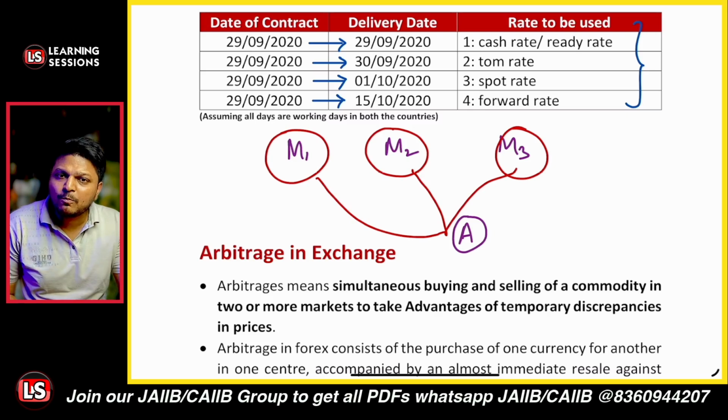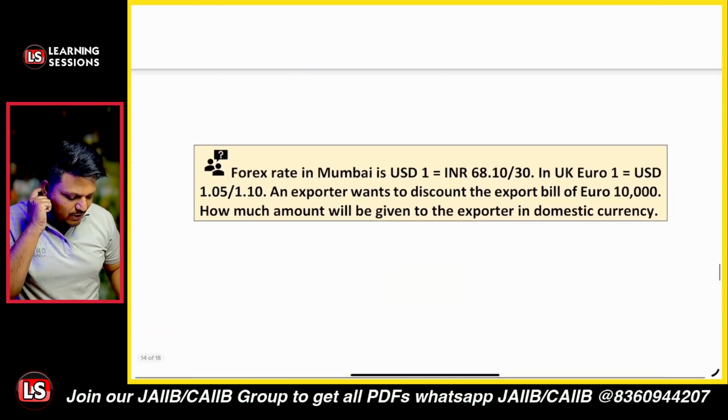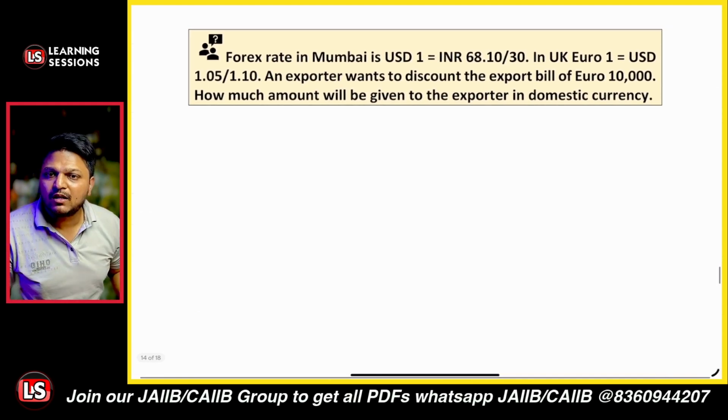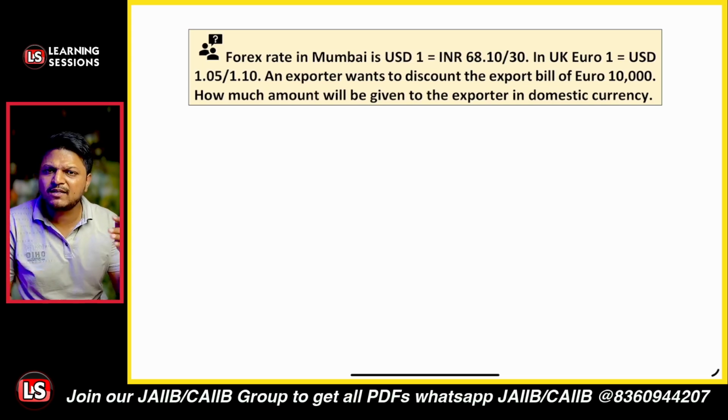And the person who performs this simultaneous task of buying and selling a commodity or a currency in two or more different markets is said to be the arbitrager, right? So person A will be the arbitrager over here. Now let's solve this question, and we'll be using all our brains to solve it because I've already told you the basics in the last video.